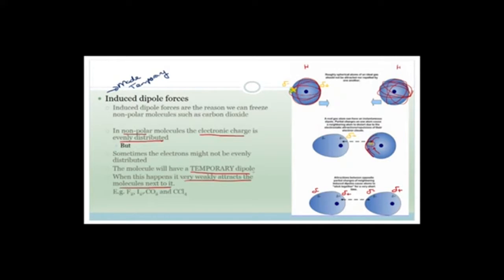And examples of this tend to be your diatomic molecules, such as your fluorine and your iodine, as well as carbon dioxide, as well as carbon tetrachloride. Now, obviously, fluorine and iodine are non-polar molecules because they are diatomic molecules, so they are non-polar because they've got exactly the same electronegativities. Carbon dioxide's interesting. I'm just going to draw the electronic structure of carbon dioxide just to show you.